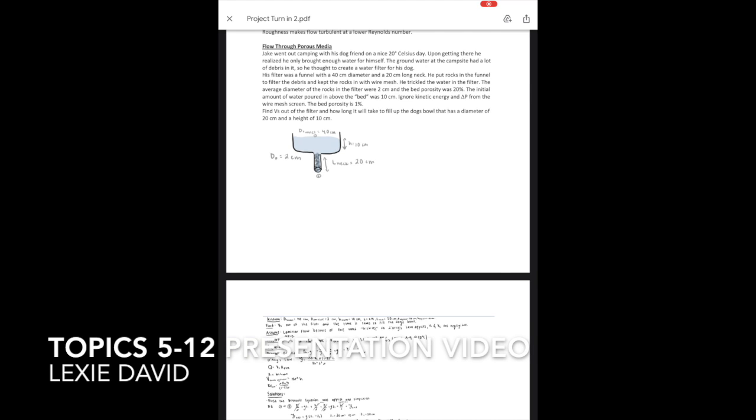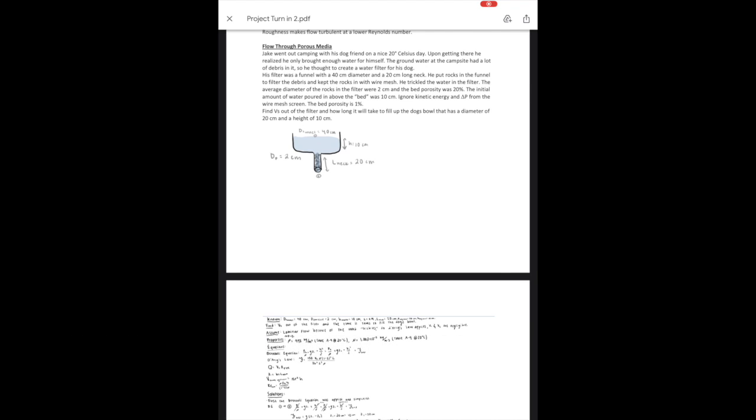The first problem's topic was flow through porous media, and the goal was to find how long it would take to fill up the dog's bowl using this nice homemade filter. The related equations are the extended Bernoulli equation, Darcy's law, the volumetric flow rate, the height, the volume of the cylinder, and the Reynolds number.